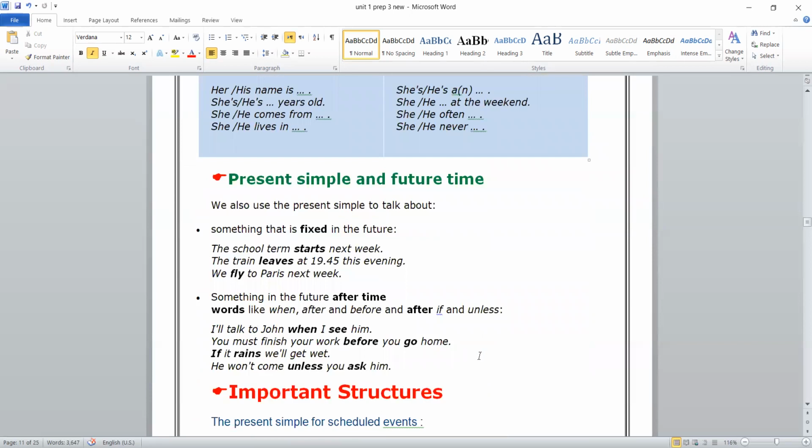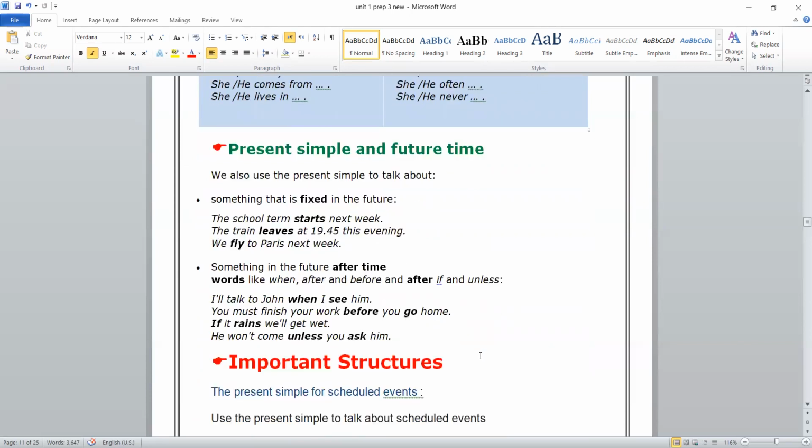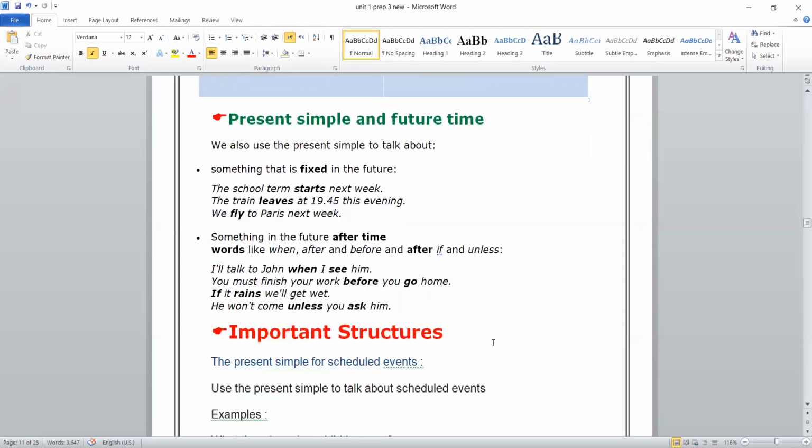Present simple and future time. We also use the present simple to talk about something that is fixed in the future. The school term starts next week. The train leaves at 19:45 this evening. We fly to Paris next week. We see that the present simple can be used to express future actions, as we have seen in these examples.